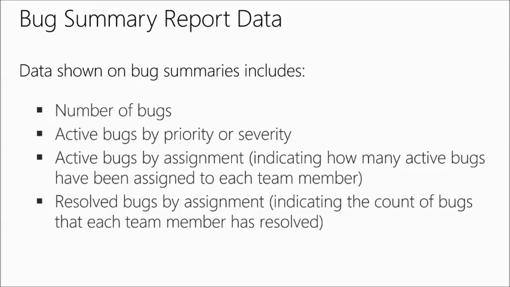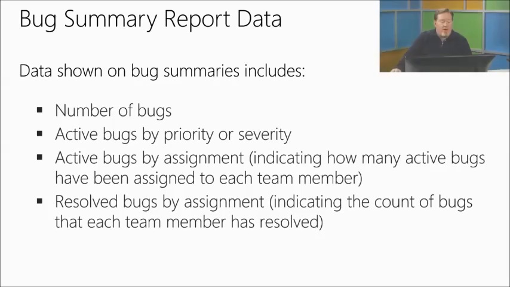Okay. So the data that's shown on these bug summaries includes number of bugs, active bugs, by severity or by priority. There'll be active bugs by assignment, so we'll be able to see all the bugs that you have, or maybe Andy or maybe Don, members of your team. We'll also see resolved bugs by assignment, so we'll be able to see how many people have been able to work on those bugs and get those resolved in a timely fashion.